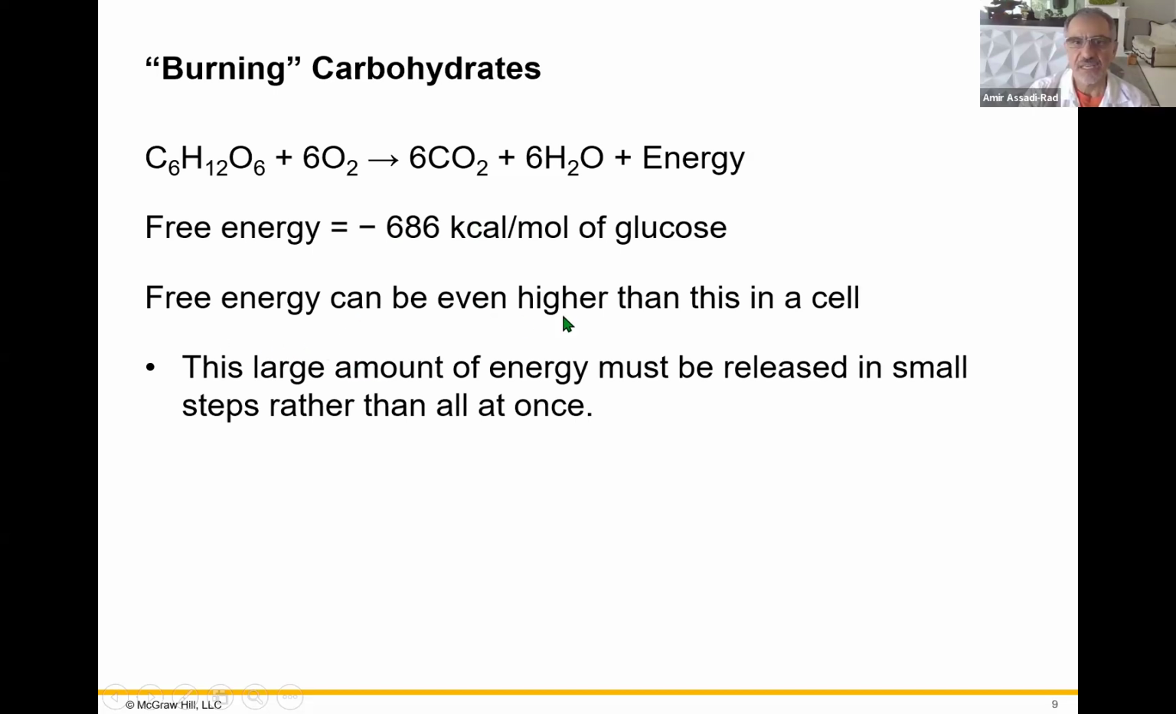So free energy can be even higher than this in a cell. So this large amount of energy must be released in small steps rather than all of a sudden. It is released step by step. If it is released all of a sudden, the cell burns. So that's why the cell has to go through steps to release that energy.